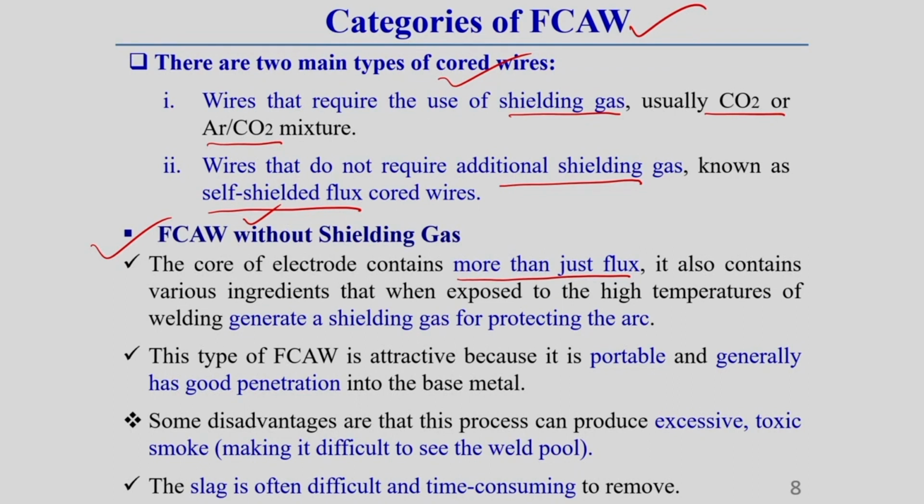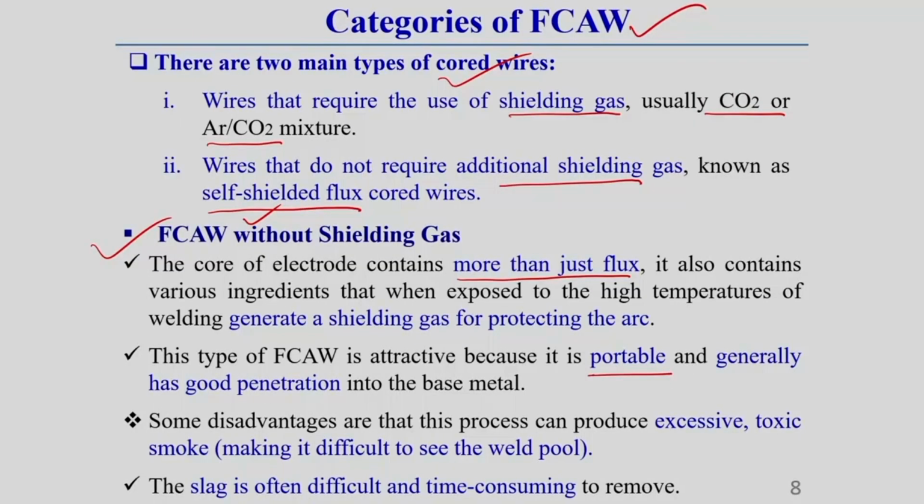As this arc welding process does not require an extra shielding nozzle, in this welding process we can eliminate the shielding accessories, like the cylinder, the gas flow system, the regulator, and the nozzle system also. That is why this flux core arc welding process without shielding gas is portable. And as in this welding process mainly flux is used inside the core, its penetration is comparatively higher than flux core arc welding process with shielding gas. How it is, I am explaining a little bit.